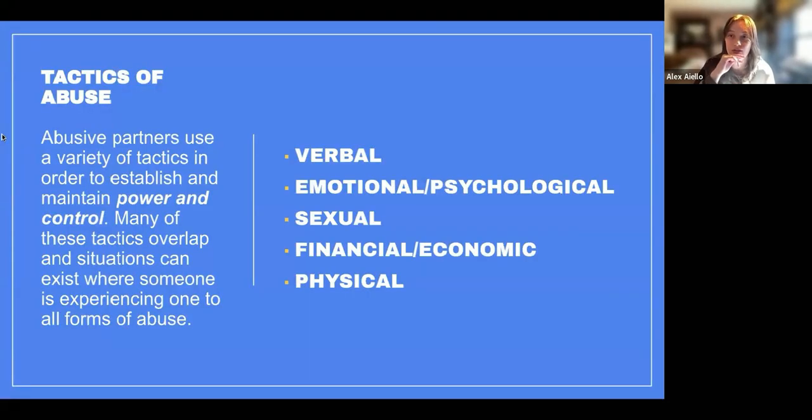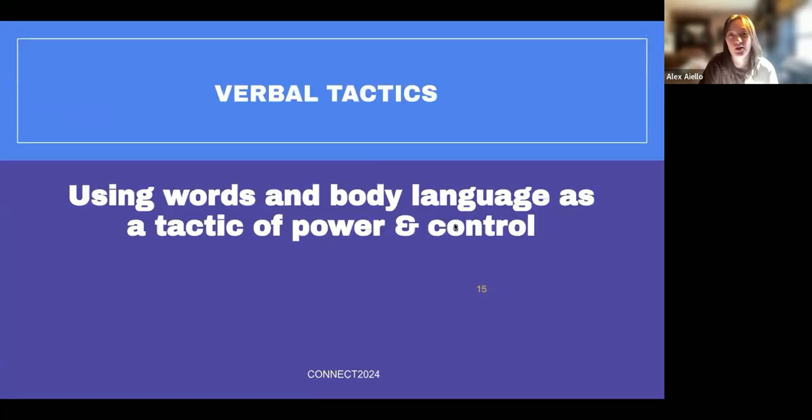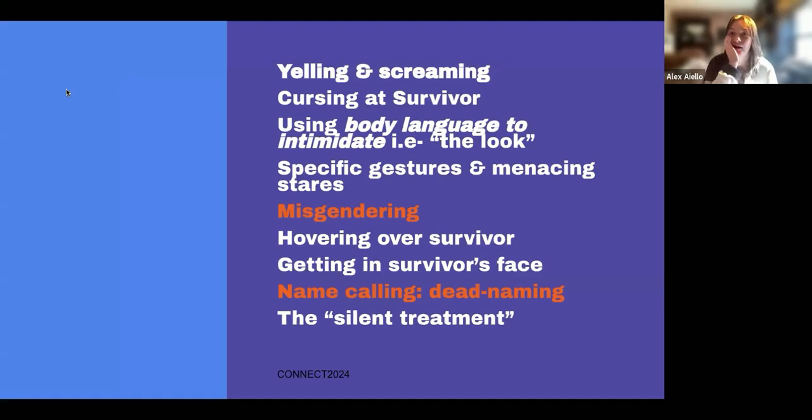In intimate partner violence situations, a variety of tactics are used to, again, establish and maintain that power and control. A lot of these tactics overlap, and someone might be experiencing multiple at the same time. Starting with verbal tactics, these are using words and also body language as a tactic of power and control. These are some examples of verbal abuse, and I've put ones that are specific to the queer and trans community in orange. Misgendering is when someone refers to you as a gender other than the gender you identify with.